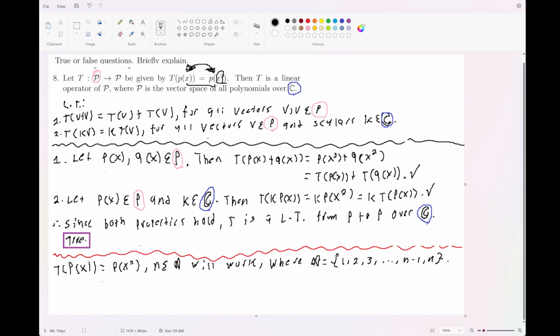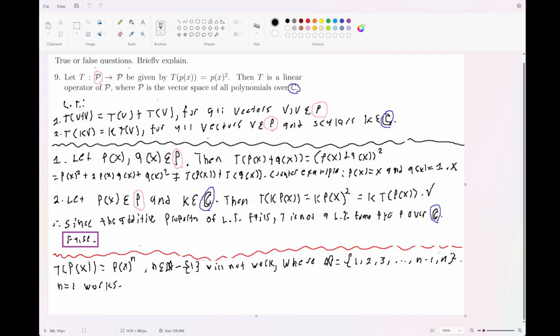And I actually showed this more generally here. If we have T(p(x)) is equal to p(xⁿ), so like any x to the n within the function itself, where n is an element of the natural numbers, this will work, right? So this is a useful generalization. So if you ever get like p(x³), p(x⁴), p(x⁵), p(x¹), all of these will work. Just a bit more generalized right there.